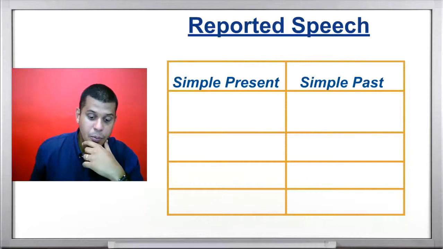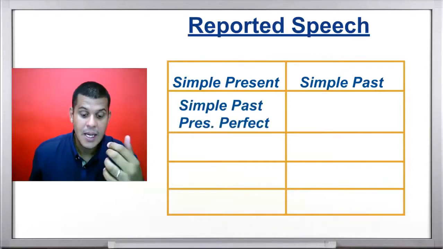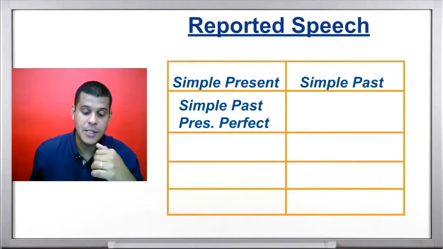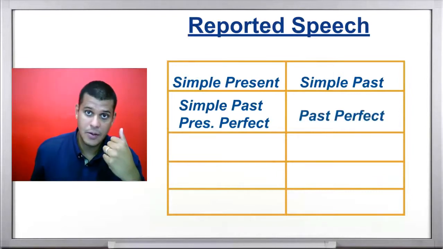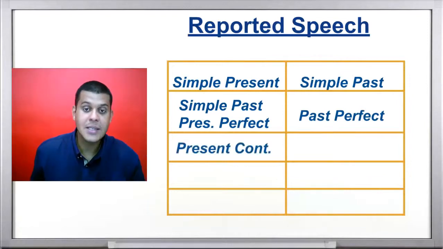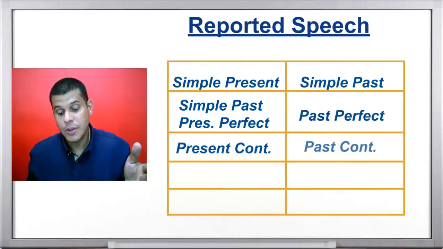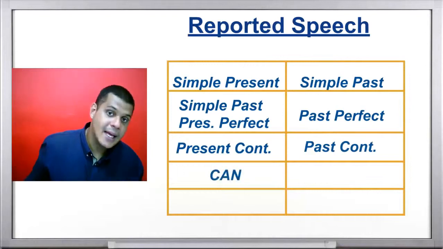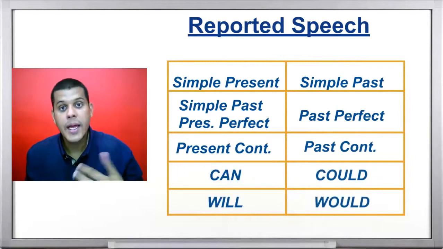So moving on, for example, if I use the simple past or the present perfect in the direct speech, I'm going to change into the past perfect for the reported speech, right? And for example, if I use the present continuous for the direct speech, I'm gonna change it into the past continuous. If I use "can," I'm gonna change into "could." If I use "will," I'm gonna change into "would," and so on.